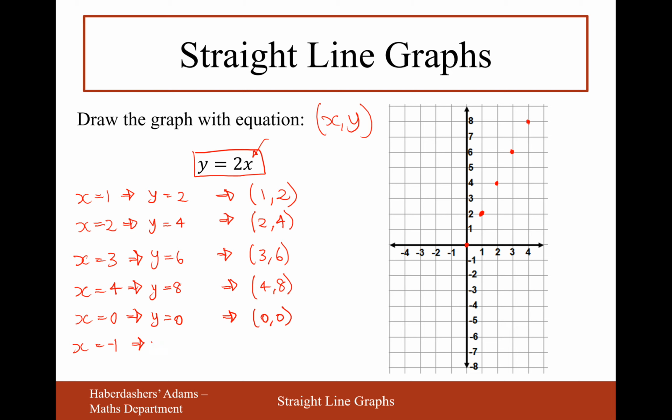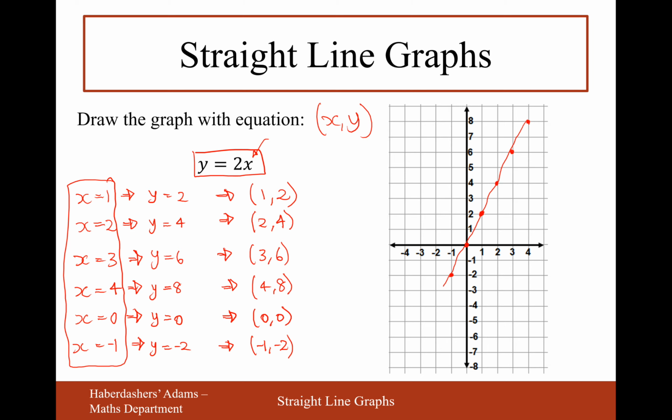2 times minus 1 is minus 2, so y equals minus 2. So therefore, it's the coordinate minus 1, minus 2. And what you're probably thinking is, where did I get this list of numbers from? Well, actually, I just decided to use easy x coordinates. I decided to use the easiest of the coordinates I could think of, and then work out what the y coordinates would be. You don't necessarily have to use these x values in this order every time, but it's a good suggestion, maybe.